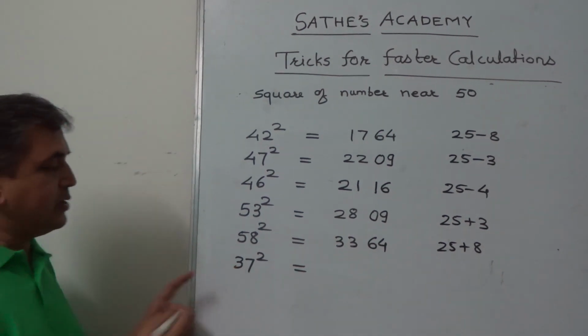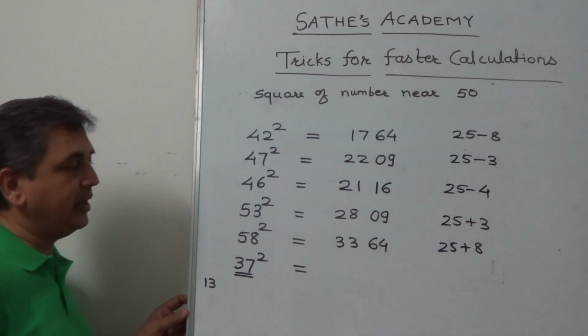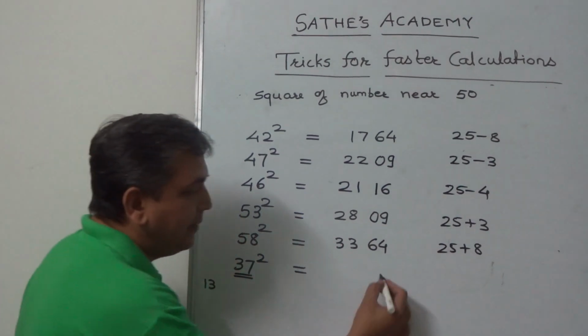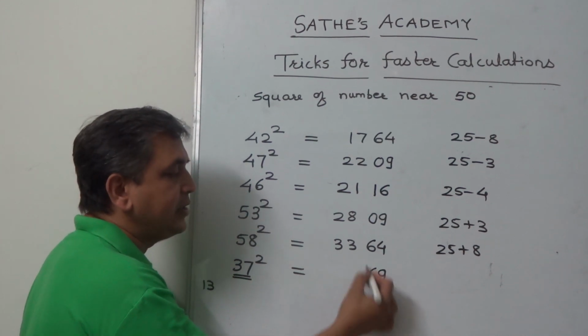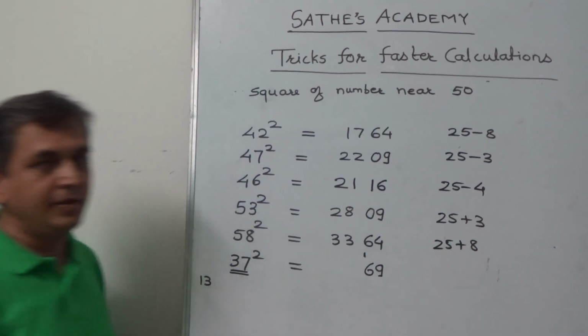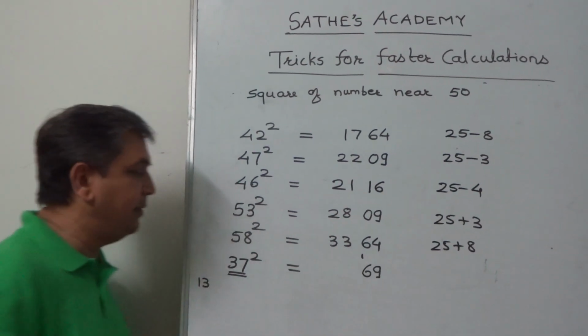Now what is the difference of this number from 50? 50 minus 37 is 13. What is 13 squared? 169. We want a 2-digit number, so we write 69 and 1 is carried.